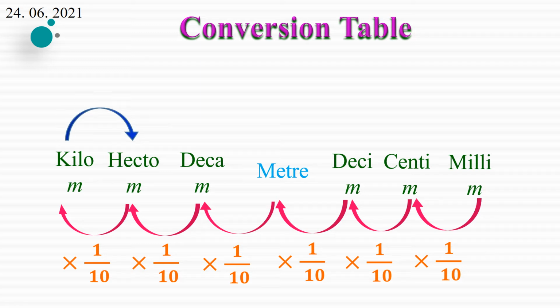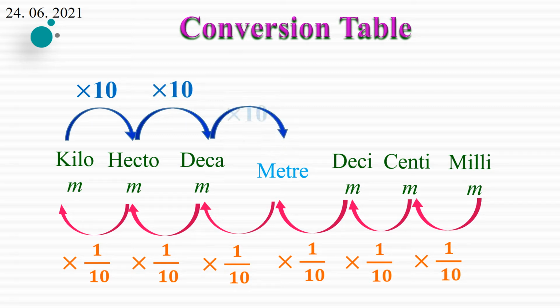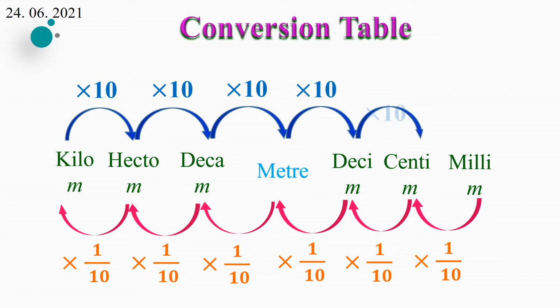While moving from a larger unit to a smaller unit, for each step of unit, multiply by 10. Kilometer to hectometer, multiply by 10. Hectometer to decameter, multiply by 10. Decameter to meter, multiply by 10. Meter to decimeter, multiply by 10. Decimeter to centimeter, multiply by 10. Centimeter to millimeter, multiply by 10. This is very important for you.